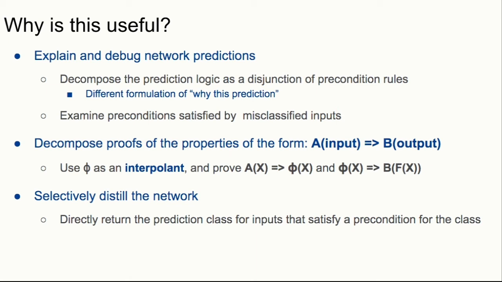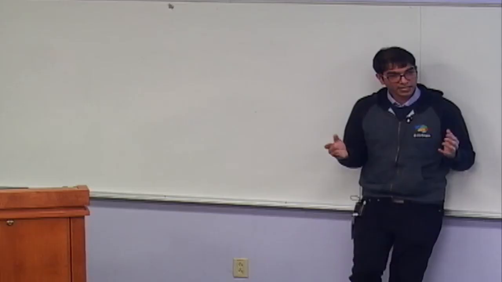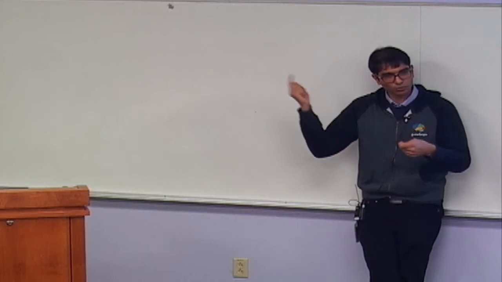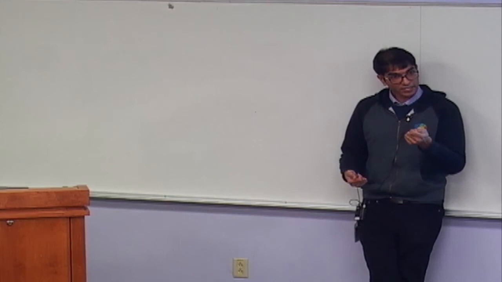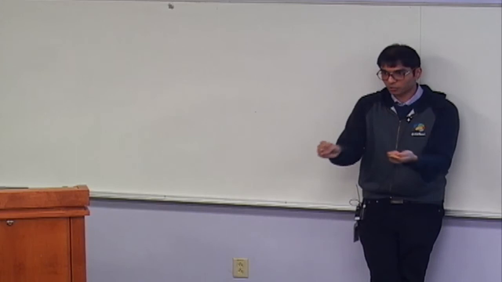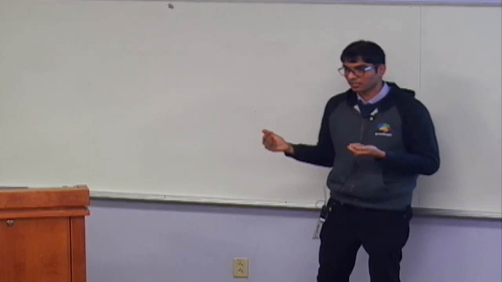A different application of preconditions is in distilling the network. So when you have large networks, inference cost is very important. So you want these object detection networks to be on your phone and tiny devices. So you want inference to work very fast. Suppose I have a precondition for a label, then I can use it as a distillation rule. That is, if I have a new input, I just check if the precondition holds. Hopefully that's quick. Then I directly return the prediction without running the network. So it acts like a cache for predictions.